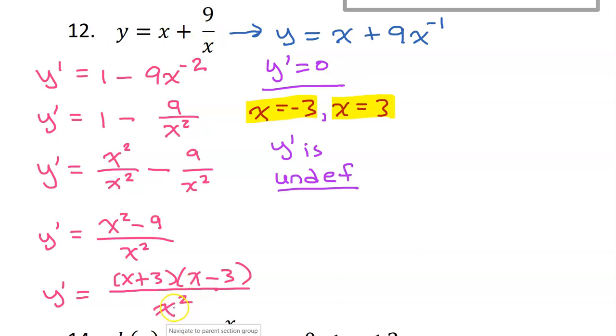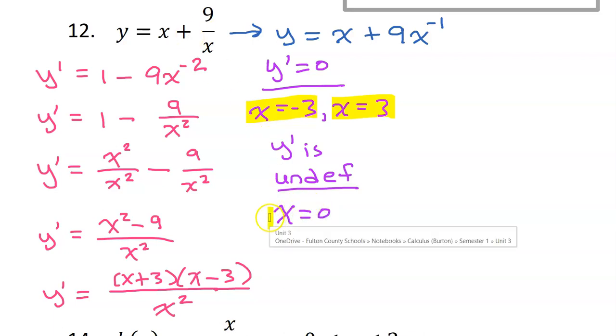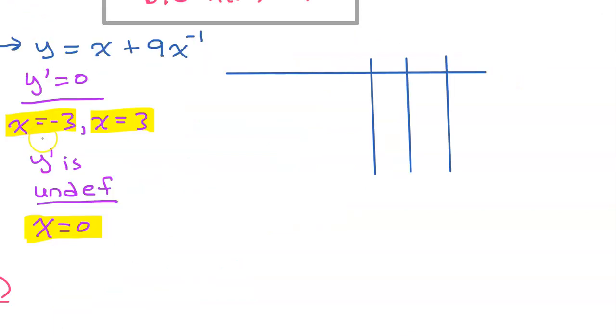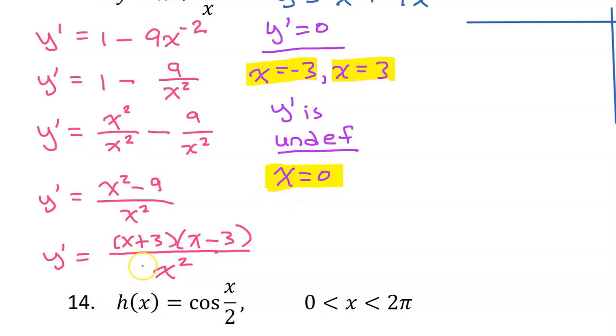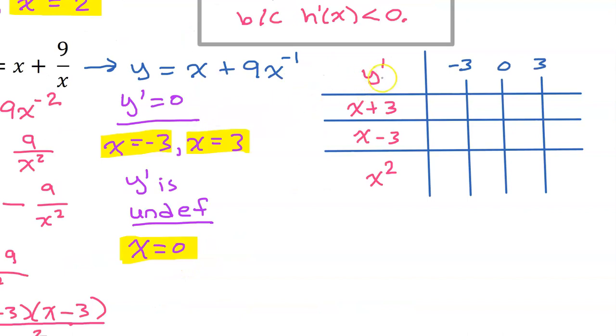The value that will cause the derivative to be undefined would be an x value of 0 because of that denominator. So we will add x equals 0 to the list of critical numbers. Now we will take these three critical numbers and put them on a number line to make a sign chart. Let's put those critical numbers in order. So we will have negative 3, 0, and 3. Now I'm going to make some rows. I'm going to need a row for each factor of my derivative. So I will need 3 rows. Don't forget to label your sign chart as pertaining to y prime.